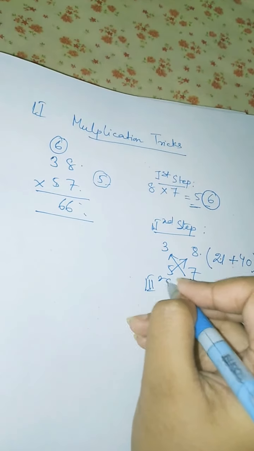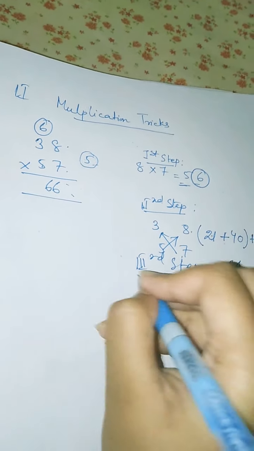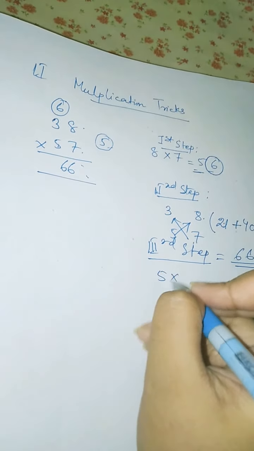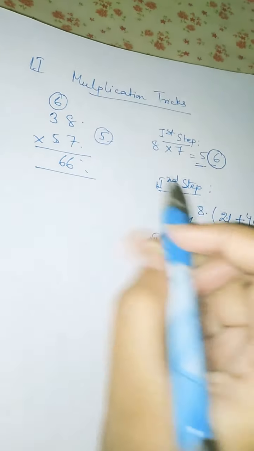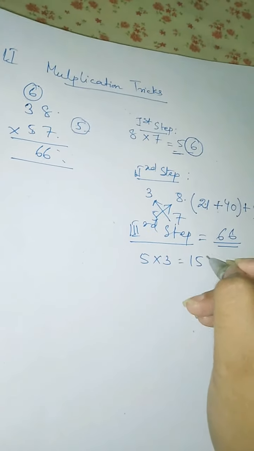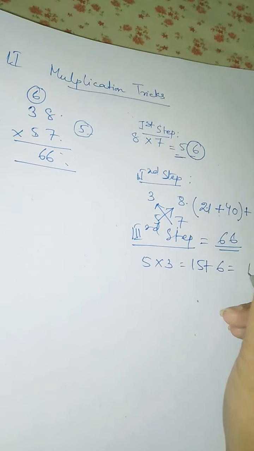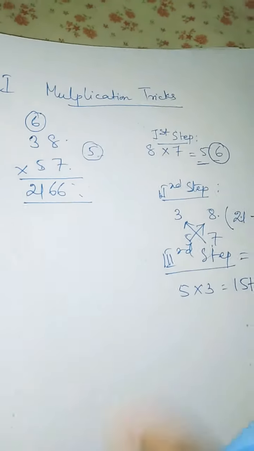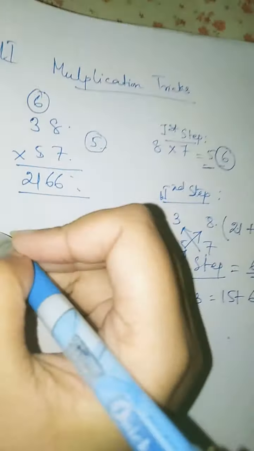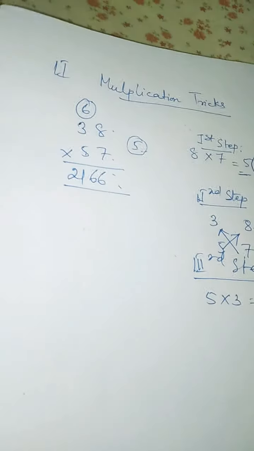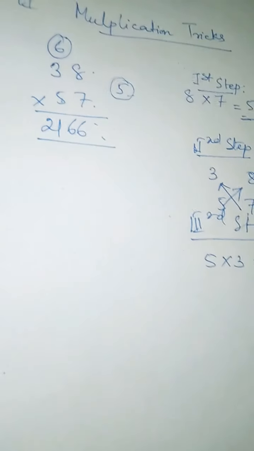Third step is 5 into 3 equal to 15, and then the carry forward 6, that is plus 6. This is 21, and then we will write this 21 in full. So it's just a very easy process, and it will become easier. You can do it more easily when you practice it 2 to 3 times a day.